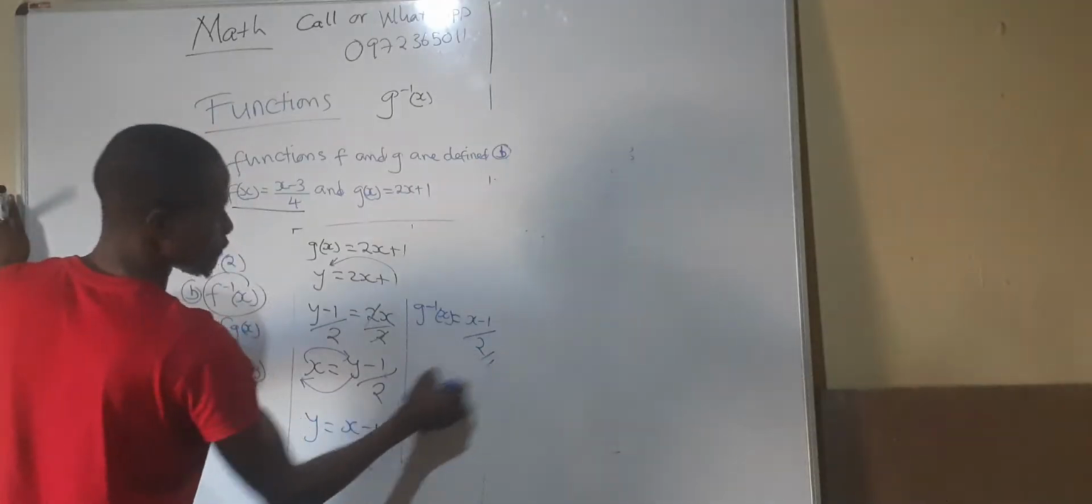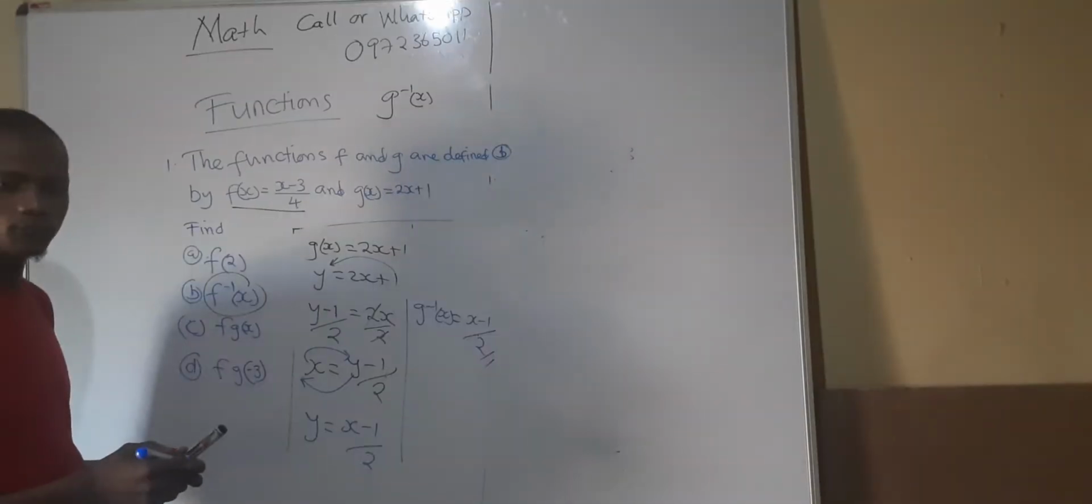And later on, we replace with the inverse function, which is g inverse of x is equal to x minus 1 over 2. Okay. There's no problem there. Very easy, and you have to answer that question in the exam.